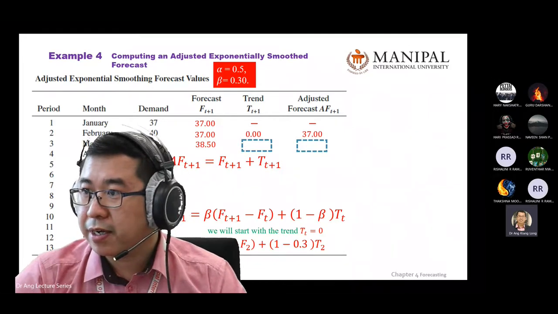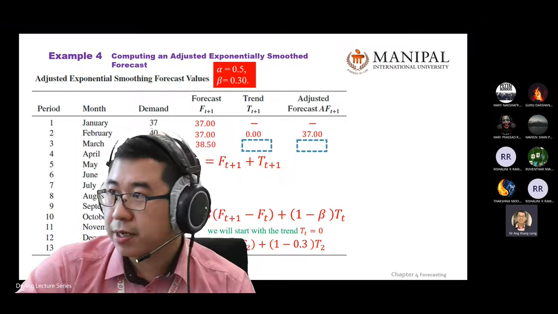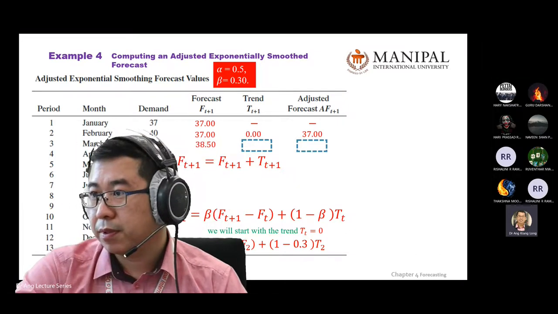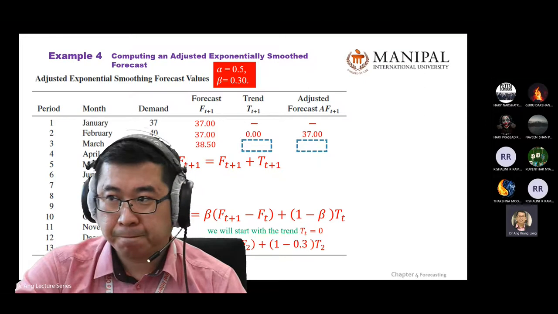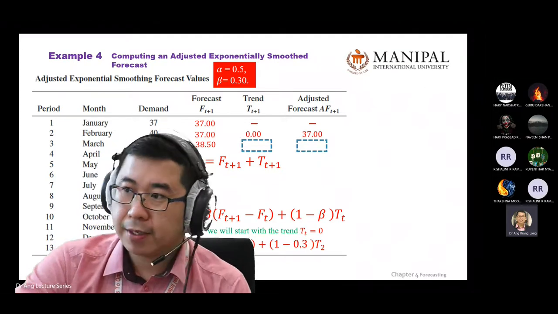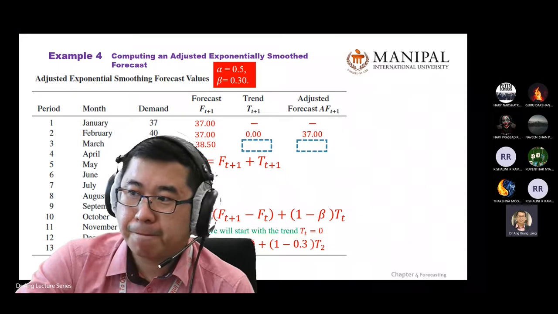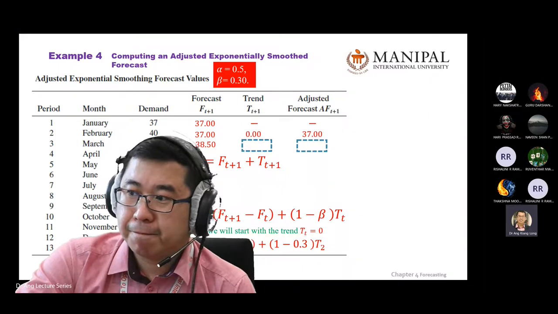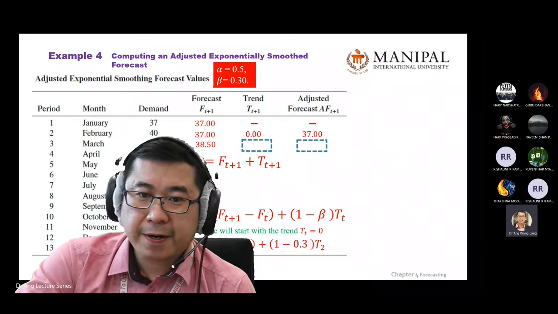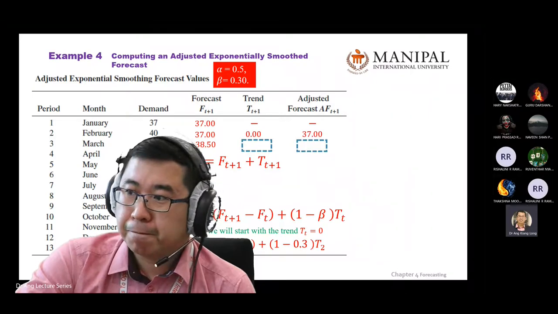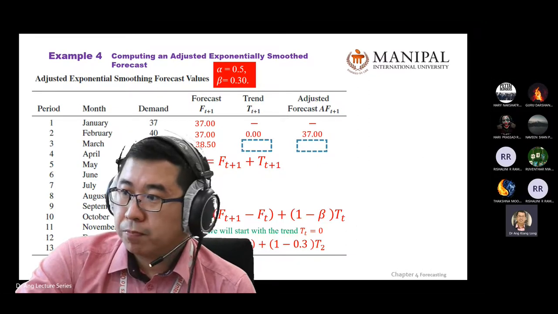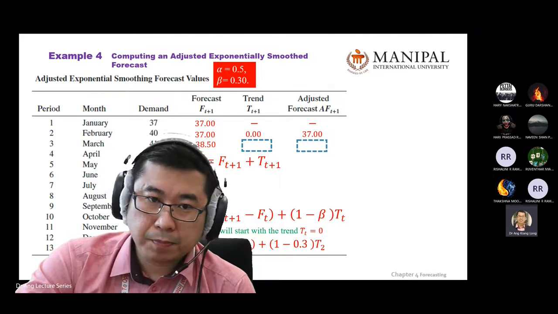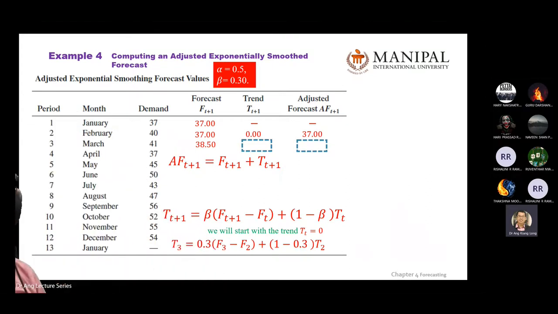Next one, Navin. Navin, you're doing June. Navin, you there? Calling Navin. Calling Navin, Sean. So Sarini, what is your numbers for May?